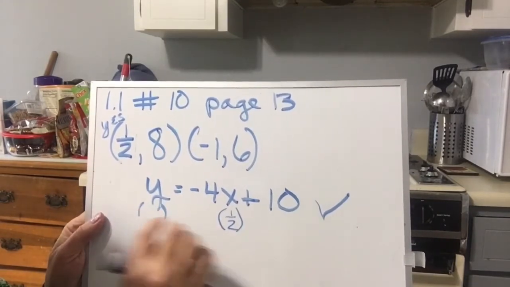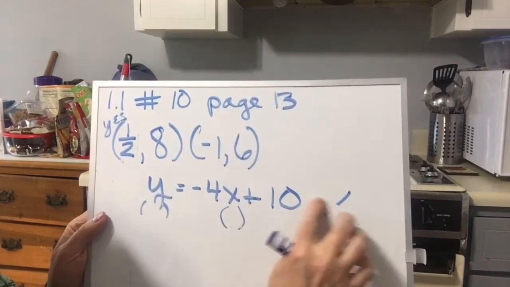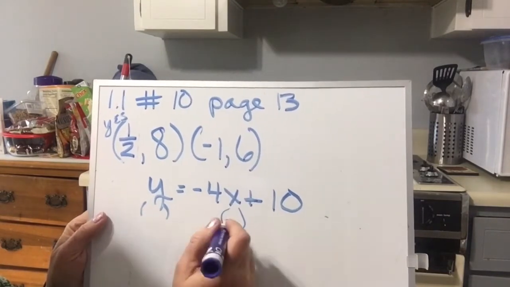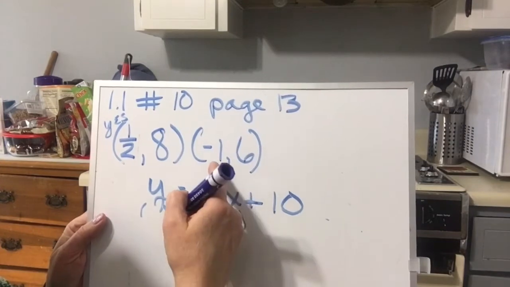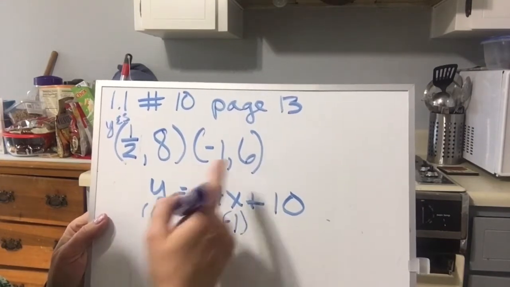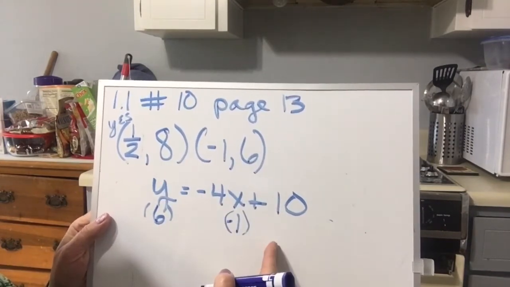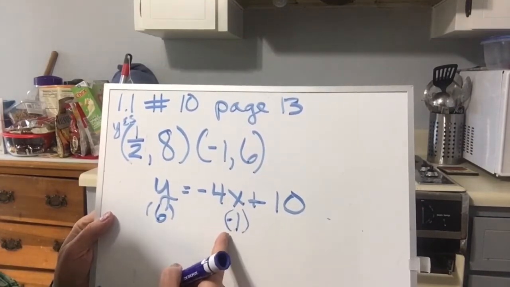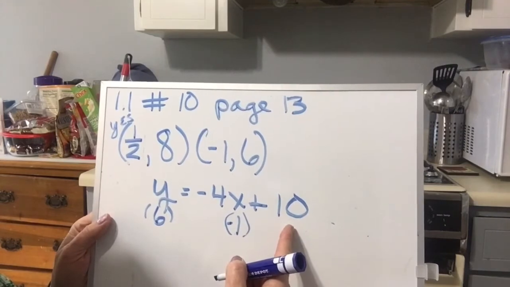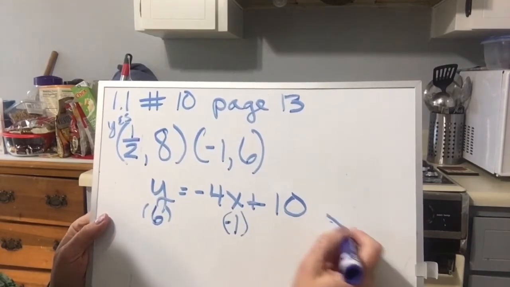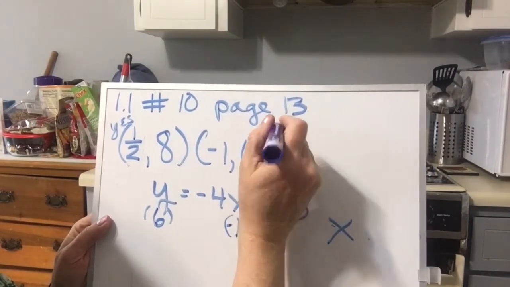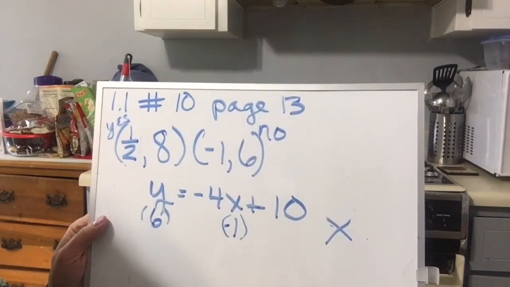So now I'm going to erase that, and I'm going to check the second point in the equation. I'm going to put a -1 here for the x, and a 6 here for the y, and then calculate that. I get -4 times -1 is +4, plus 10 is 14, not 6. So this one is a no-go. It is not a solution to the line.